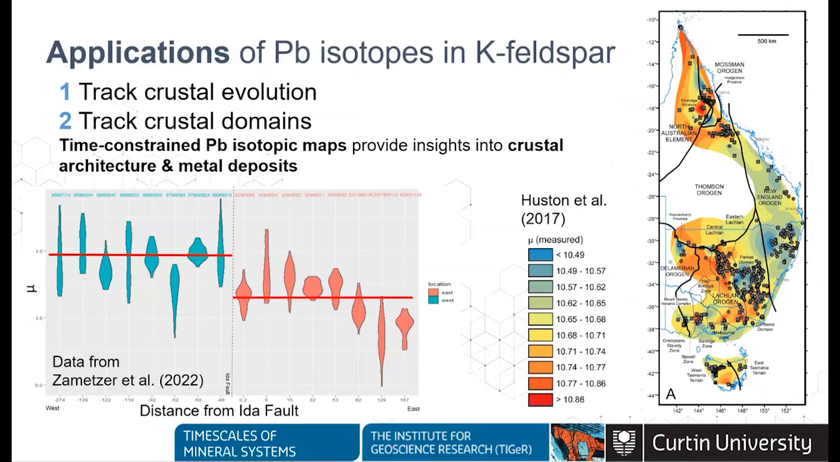Similarly, on the right-hand side, we have lead isoscapes from the Tasman element in Eastern Australia, where David Houston and others noticed that there is a correlation between gradients in mu value and the occurrence of base metal deposits. Gradients in mu value, like here, for example, in the Lachlan orogen, where we go from relatively low mu values to high mu values, and these gray symbols in this map are base metal deposits.